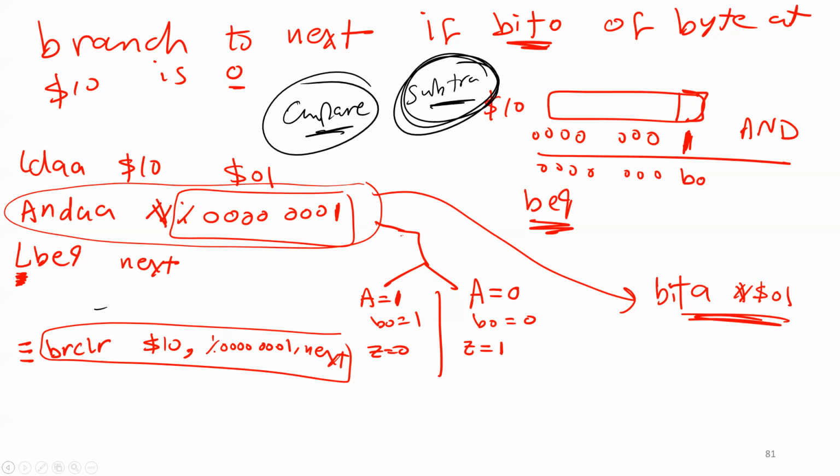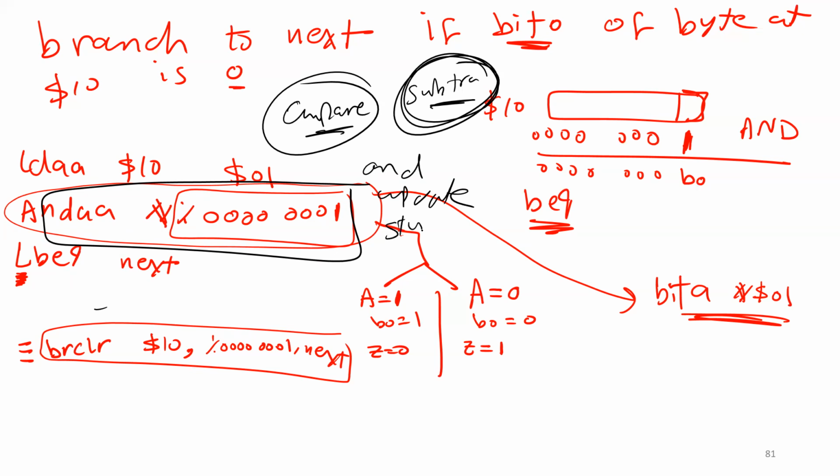We have the same situation again here. Look here, guys. What's going to happen in this instruction? This instruction is going to do the AND operation. It's going to update the flags, and then it's going to store the result in A. This is what this instruction is doing.